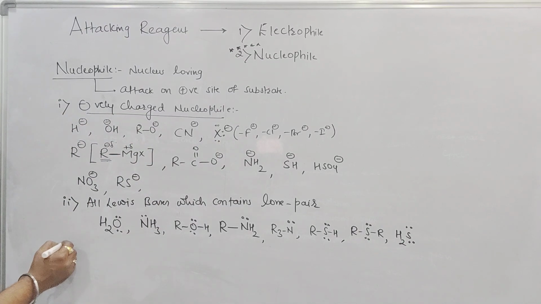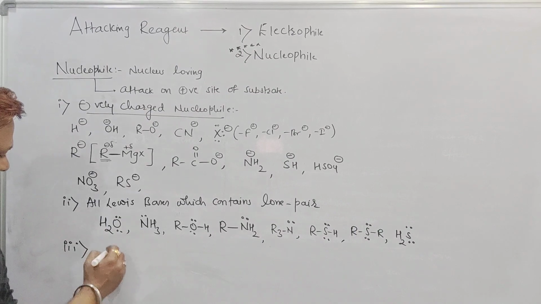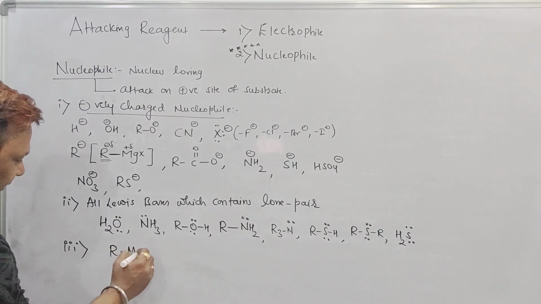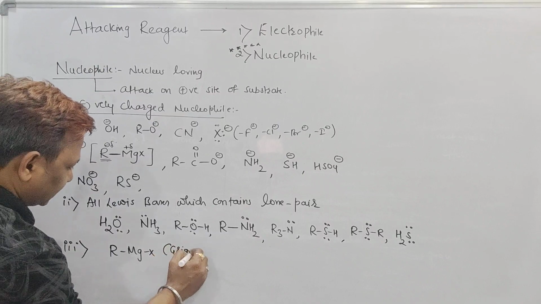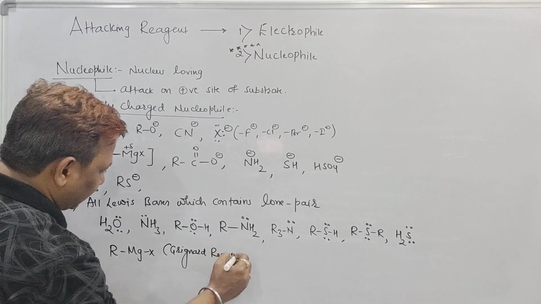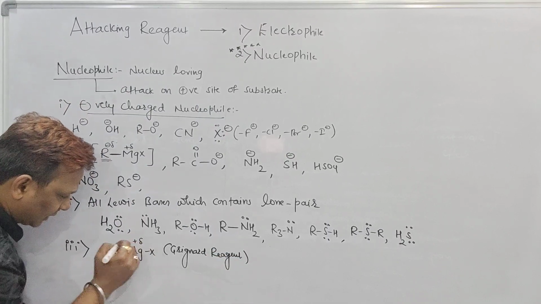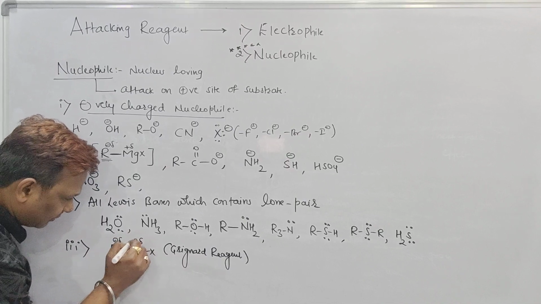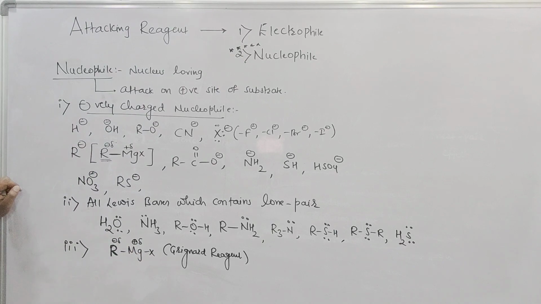But the third one is very interesting. Let us say Grignard reagent. Do you know how to write Grignard reagent? RMgX is called a Grignard reagent. In this Grignard reagent, Mg gets a partial positive and R gets a partial negative. Any species which gets the negative charge will act as a nucleophile.